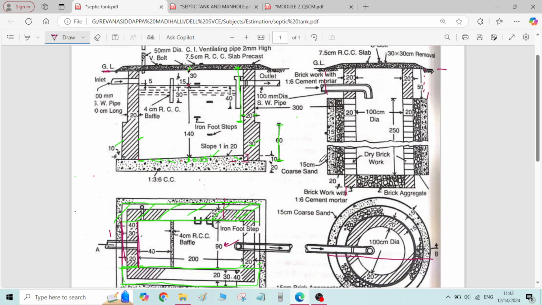Okay, in the soak pit we have second class brickwork. Here we have two portions. One is the lower portion, second class brickwork. One is the upper portion, second class brickwork. We have to calculate the quantity of this second class brickwork which is provided in the soak pit.